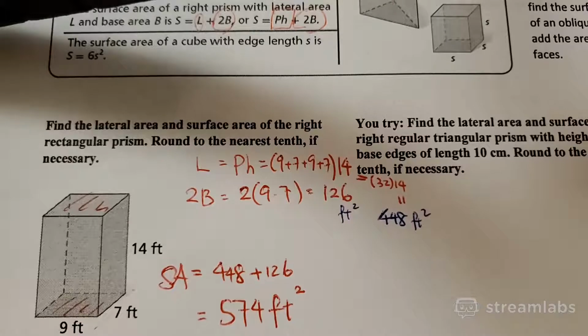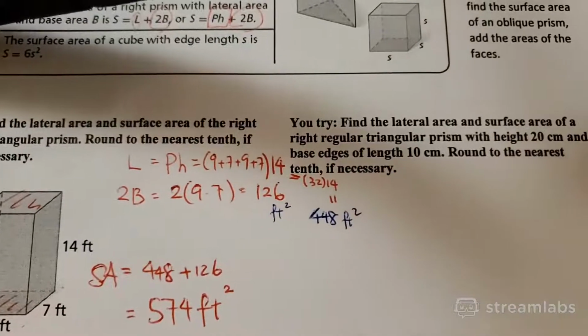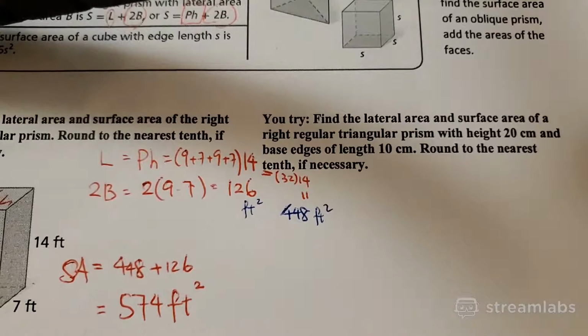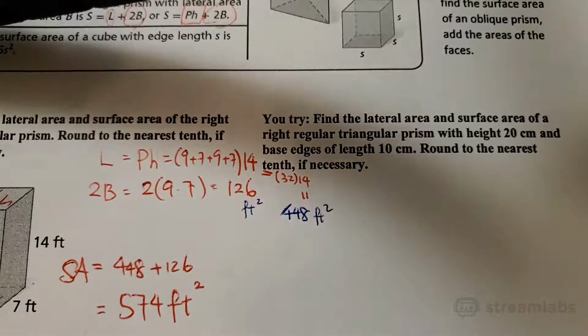How are we doing? You want to try the right side? While you try the right side, I can take attendance. Move it slightly towards the left. Find the lateral area and surface area of a right regular triangular prism with height 20 and base edge length 10. Round to the nearest 10. Type here if you're here, like Jade is doing.